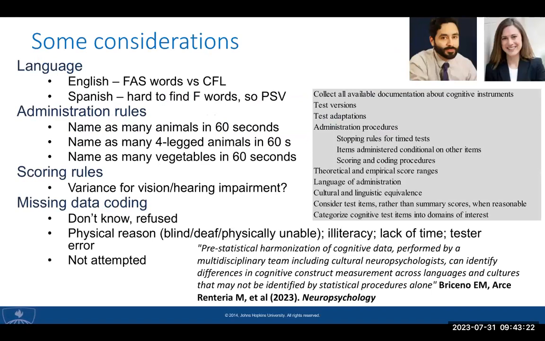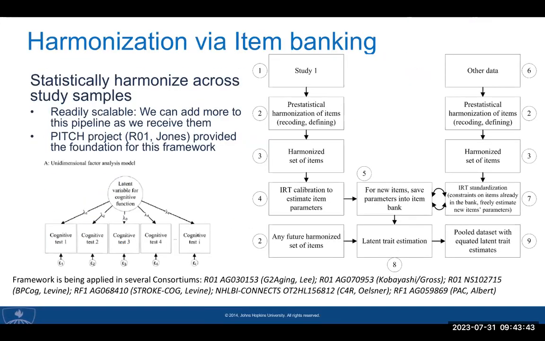There are some considerations that I won't go through in detail, but Dr. Briseño up here, where you see a black screen saying Kelly Liu, you can also just look at her back there, as well as a partner in crime, Dr. Miguel Arce at Columbia, has done a lot of work in this area. In terms of statistical co-calibration, we use what we call an item banking approach.